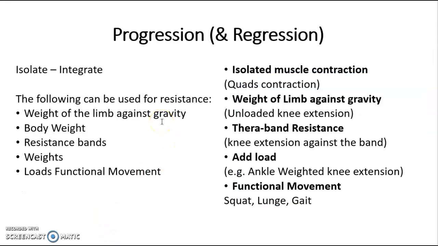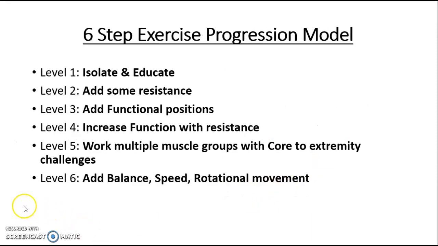So progression and regression: you can start with the weight of the limb against gravity, then use your body weight, then resistance bands, then resistance or load or weight, and then add load in the functional movement. So you might, for instance, do a single quads contraction, then a knee extension, then a knee extension against gravity or with the band, then add an ankle weight, and then add a squat, lunge or gait, because they're the functional movements.